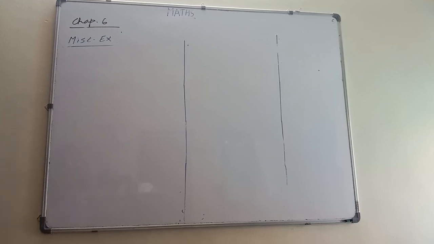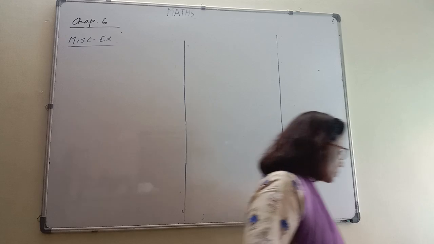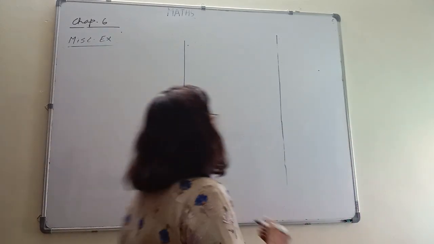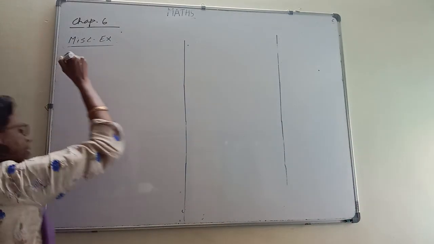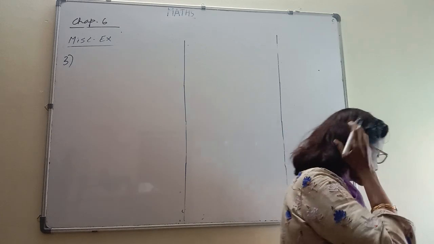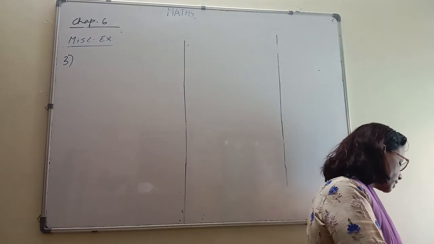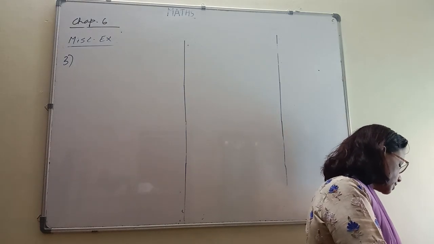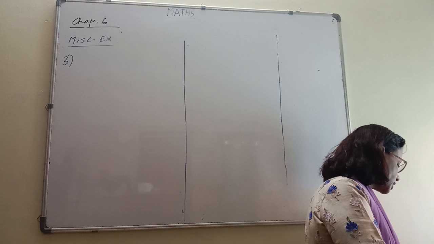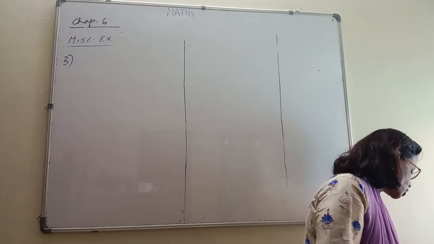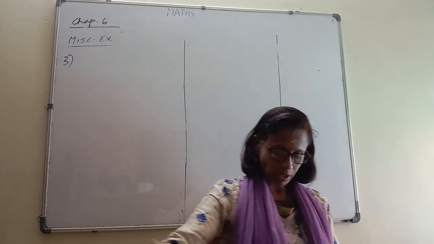Hello folks, we are back again with the next problem, that is problem number 3. Let's read what the problem says. The two equal sides of an isosceles triangle with fixed base B are decreasing at the rate of 3 centimeter per second. How fast is the area decreasing when the two equal sides are equal to the base?